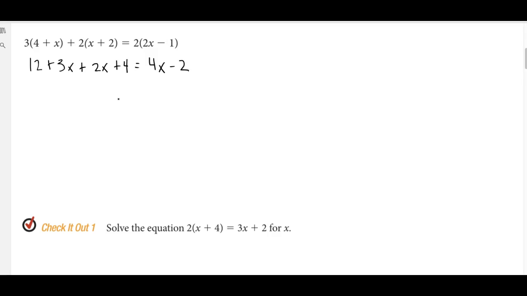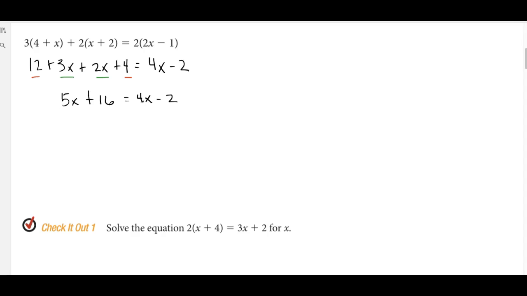Okay, so next what I like to do is combine like terms on the same sides before I start moving things around. So I have a 12 and a 4 that are similar, and I also have a 3x and a 2x. So I'm going to do the x's first, and I get 5x when I add those two together, and then 12 plus 4 is 16, and then I have 4x minus 2 on the other side. All right, so when you get really good at this, you can just do everything at once, but I'm going to do things one at a time.